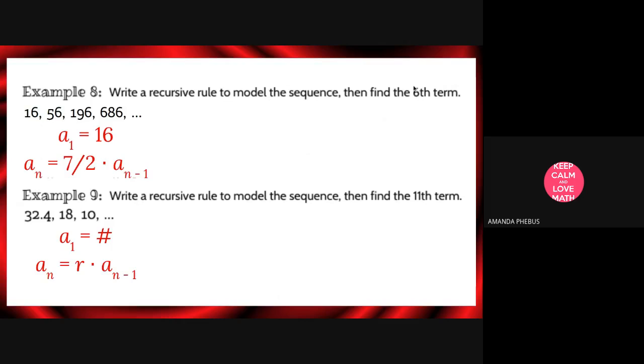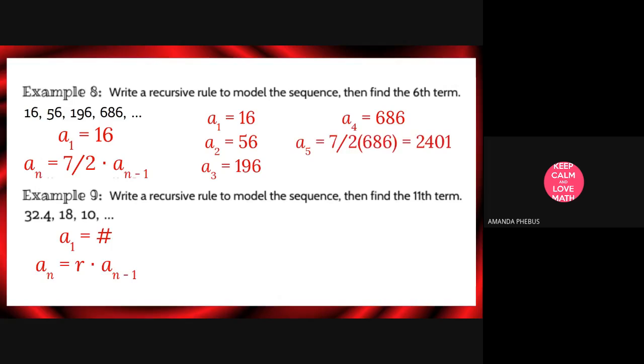So I already have the first 4 terms. I've just got to find the 5th term and then find the 6th term, and then I'll be done. I'm going to figure out what the 5th term is by taking that 686 and multiplying it by 7 halves, or 3.5. And when I do that, I get 2,401. To get the 6th term, which is the one that I really want, I'm going to take that 2,401 and multiply it times 7 halves, and I'm going to get 8,403.5. And that is my answer there.